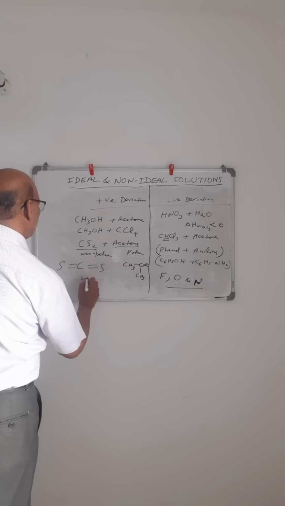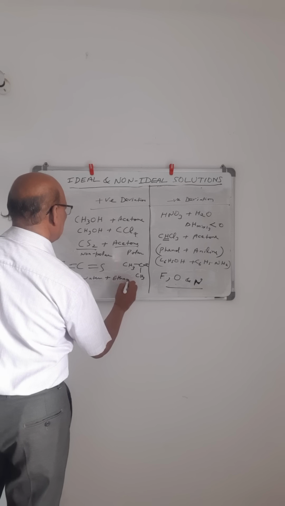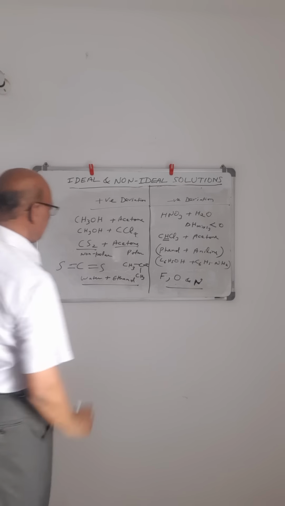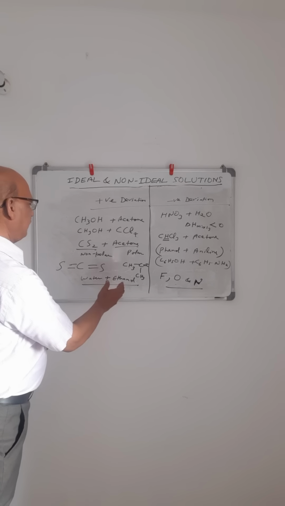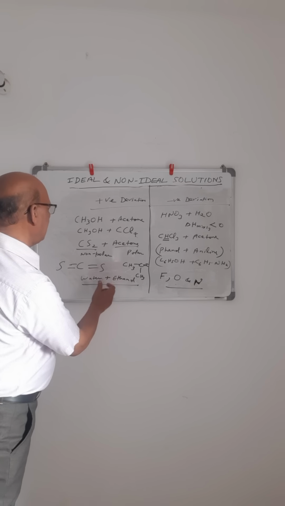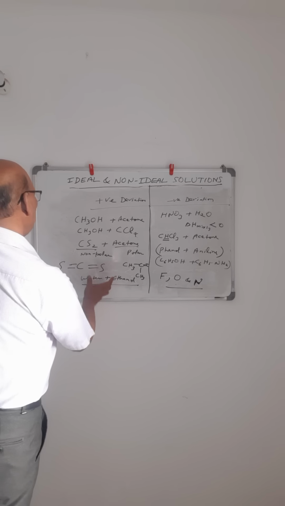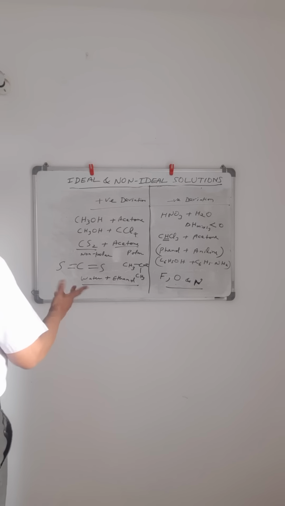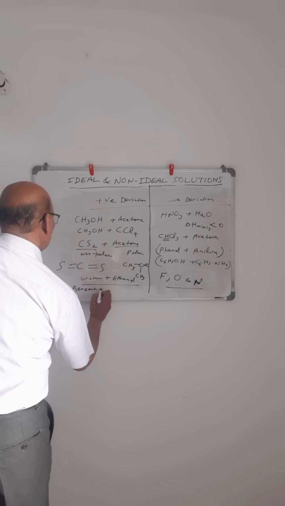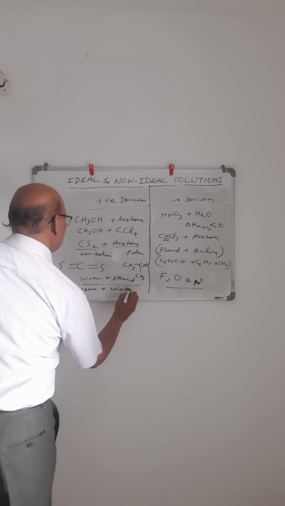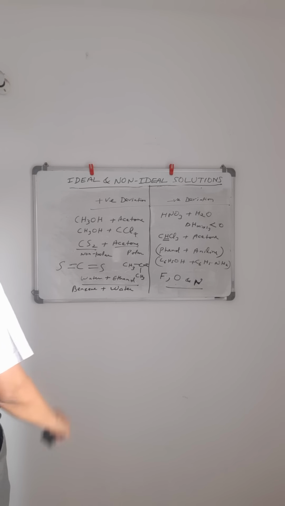Suppose I take water plus, say, ethanol, that will also show positive deviation. Why positive? Because water has stronger hydrogen bonding as compared to ethanol. So when ethanol is mixed with water, it will weaken the intermolecular hydrogen bonding of water. So it will show positive deviation. We can take various examples. We can take, say, benzene plus water. Benzene will weaken the intermolecular hydrogen bonding of water, so it will show positive deviation.